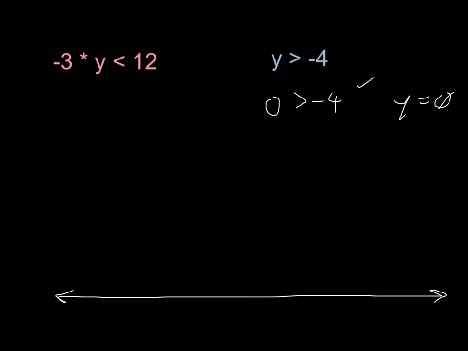On this side, I get -3 times 0 is less than 12. -3 times 0 is just 0 is less than 12. That's also true.